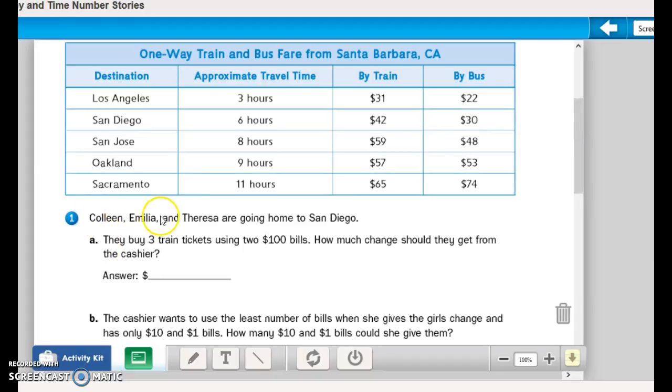So Colleen, Amelia, and Theresa are going home to San Diego. They buy 3 train tickets using $200 bills. How much change should they get from the cashier? So first off, I have to find San Diego. So here's San Diego. And it says that they're buying a train, so I have to look here at train. So that's 42. So the first thing I need to think about is how much 3 of those tickets would cost.